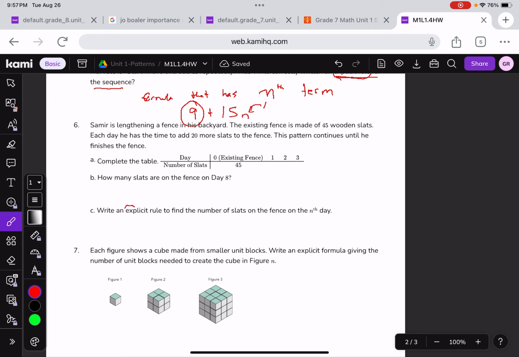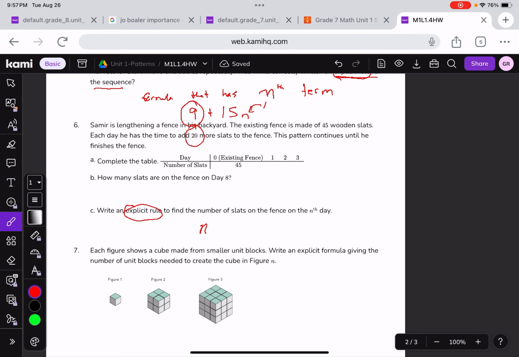Explicit rule means, what are we going to do to the nth term? I don't like that n very much. N. What are we going to do to n? Are we going to times it by 5? Are we going to times it by 20? Are we going to say it's 15 plus n times 2? Or 15 plus 2n? Who knows? But I wouldn't probably use those numbers.